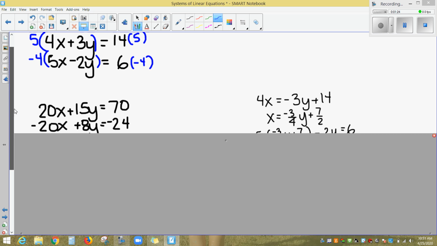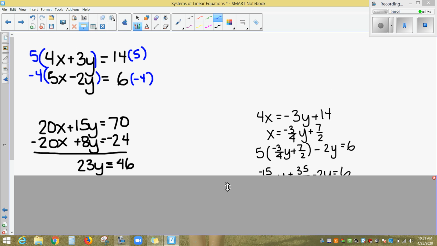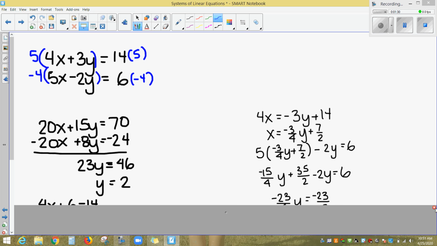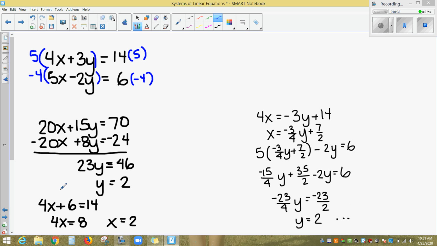When the x's go away, we get 23y equals 46, or y equals 2. I plugged the 2 into the top equation, but you could plug it down here just the same. That would be a -4. If you add it over, you get 10. If you divide by 5, you still get 2. So the ordered pair solution for this system is the pair of numbers 2, 2.